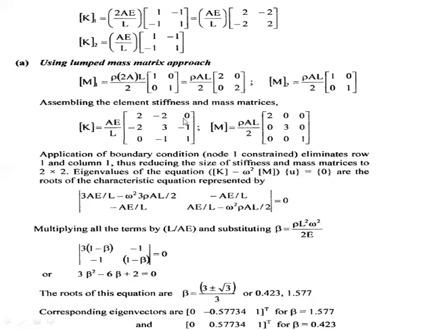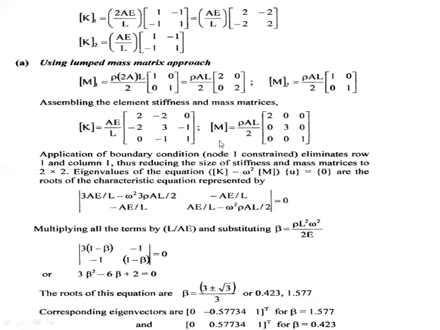Now let us do the assembling process. We are aware of how to do the assembling from the last 4 units. So let us see the complete assembled matrix here. The capital K is the assembled matrix after getting the individual element stiffness matrices K1, K2. I have to assemble these individual element stiffness matrices to get the global stiffness matrix. The global stiffness matrix for the bar element is AE by L times [2 -2 0; -2 3 -1; 0 -1 1].